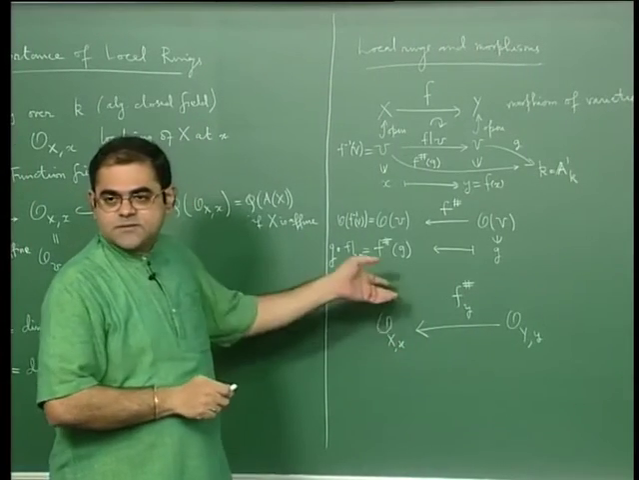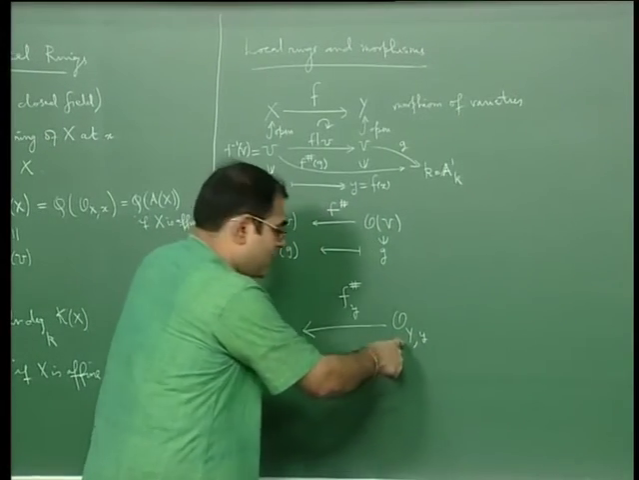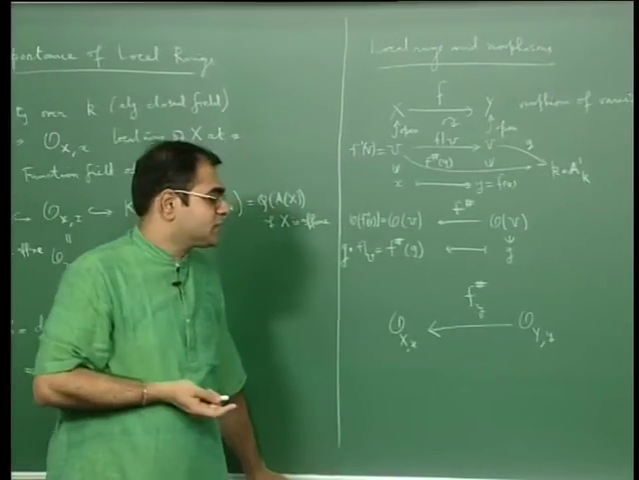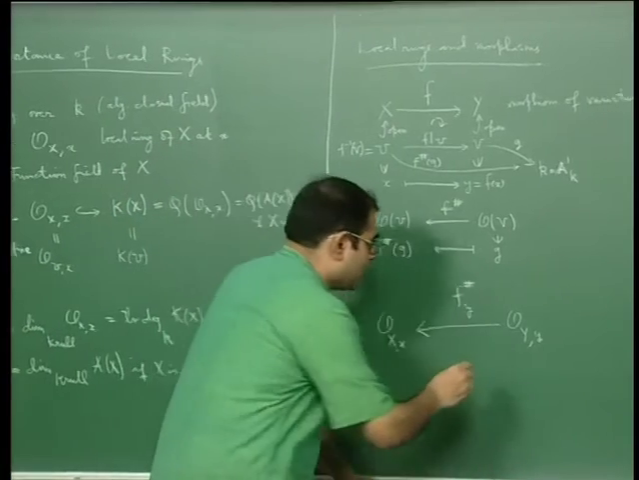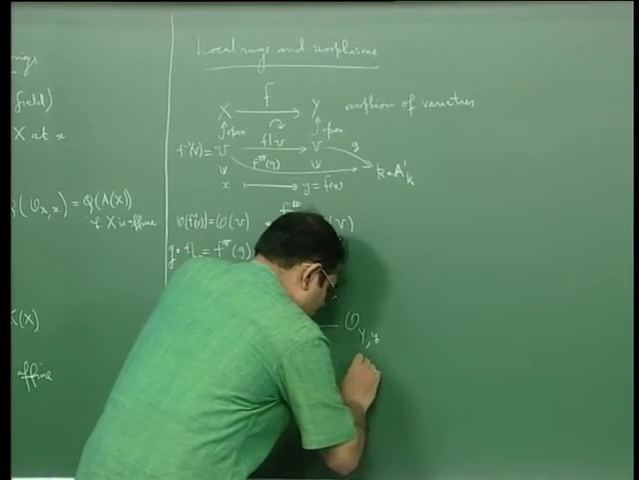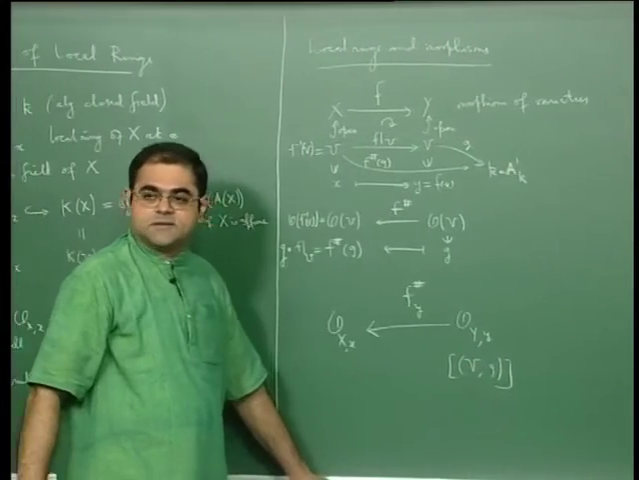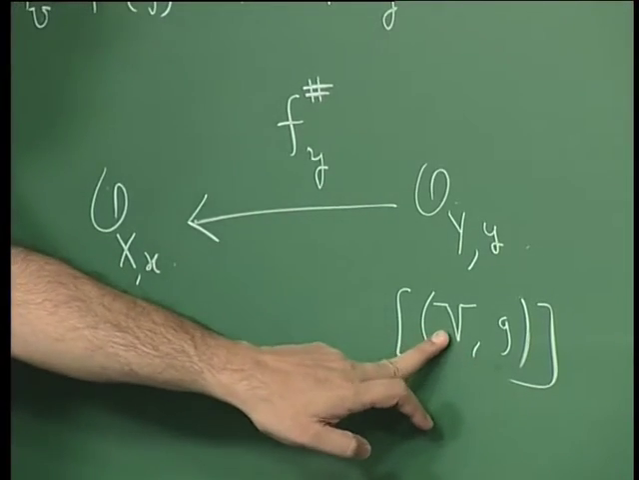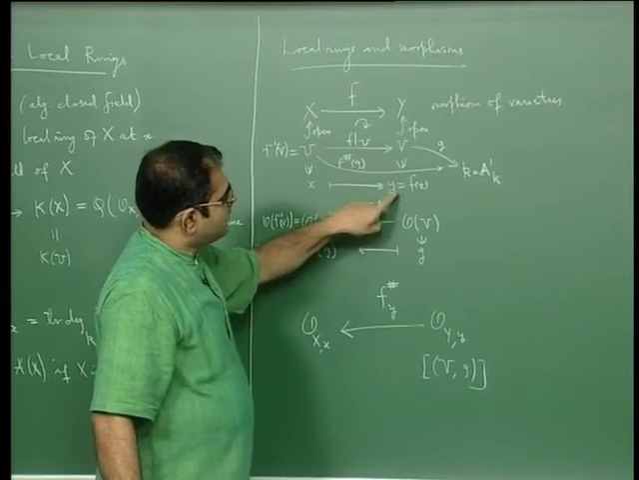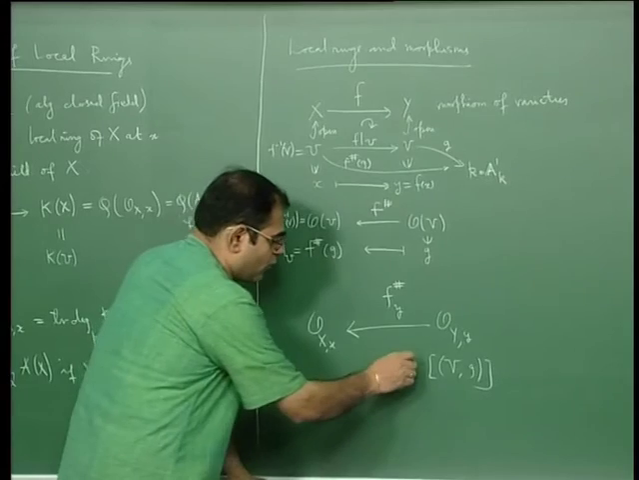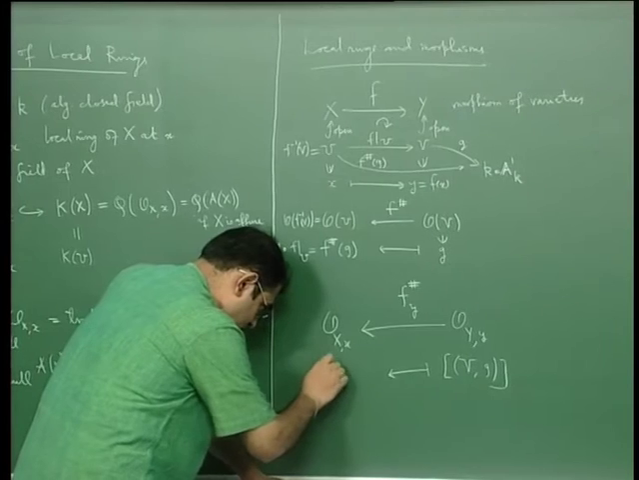And this map is again induced by the same thing. An element of the local ring is just an equivalence class of a function which is regular on an open neighborhood of the point y. So you have something like (V, G), this is what an element here looks like, it is an equivalence class where G is a regular function on V, G belongs to O of V, and V is a neighborhood of y, V contains the point small y. And what do you do? It is very simple, you simply send it to the class that corresponds to the pullback of that function, which is also a regular function.